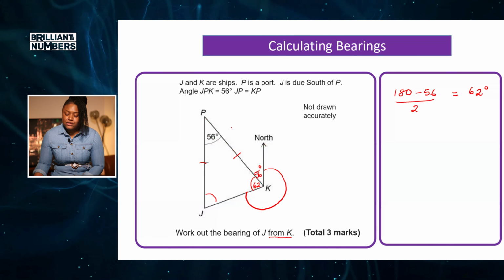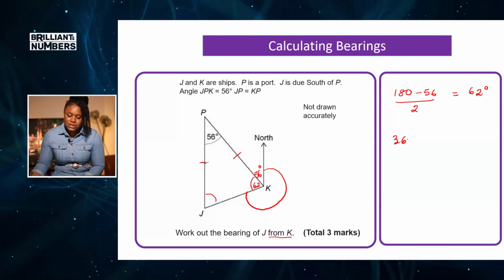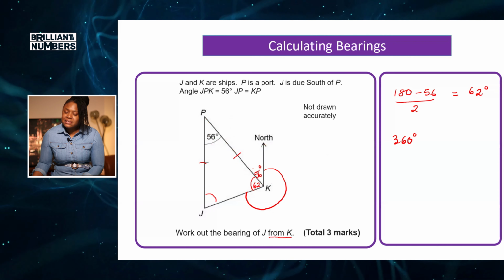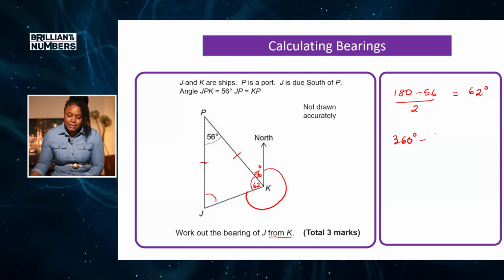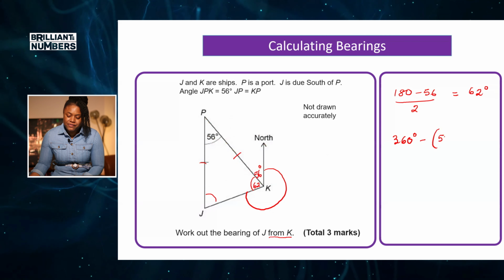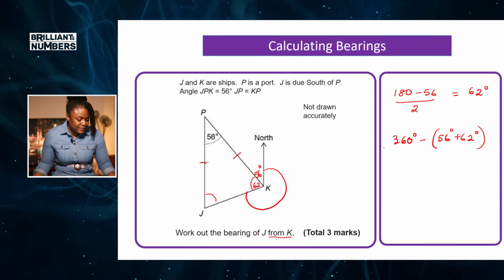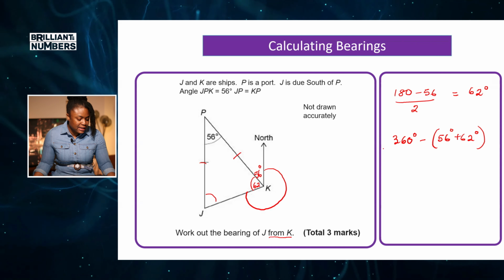So therefore, to get my answer, I will just need to do 360 degrees, and that's because all of the angles around a point add to 360 degrees. So if I subtract the sum of 56 plus 62, that will get me the angle just from the north line all the way around to J. So let's just put that in our calculator. So 360 degrees, take away 56, and also taking away 62, and then we get 242 degrees. So there we have it.